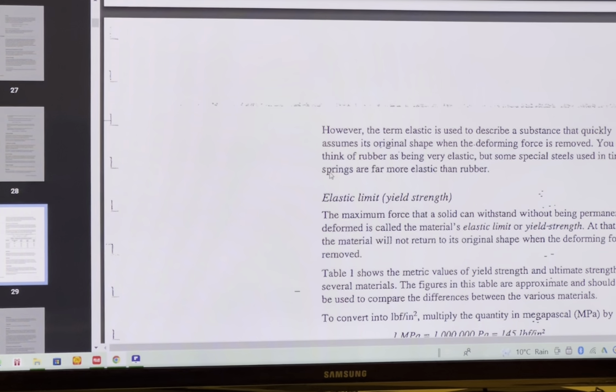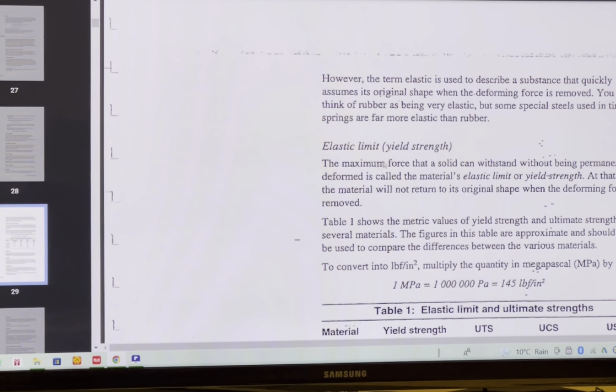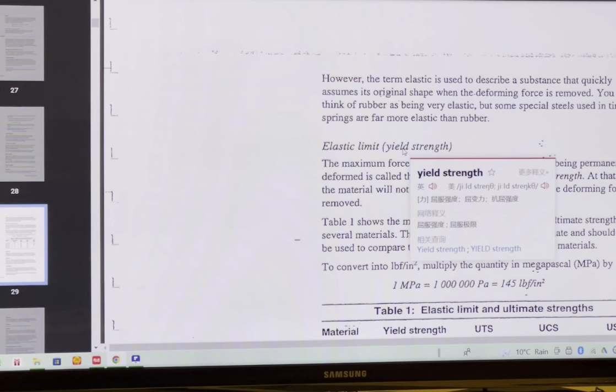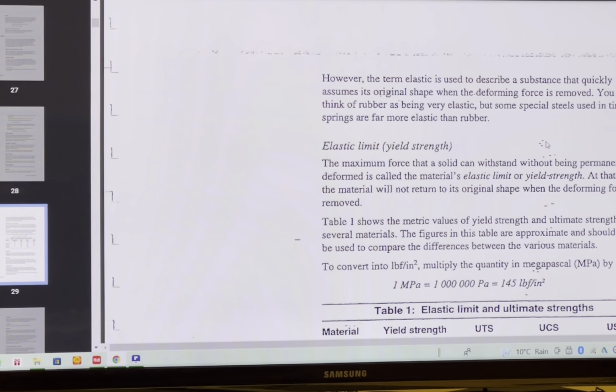Talking about elasticity, it is limited. We have another thing called yield, yield stress, or yield strength. Yield means after the elastic limit, if you release the pull, the material cannot go back to its original dimensions.